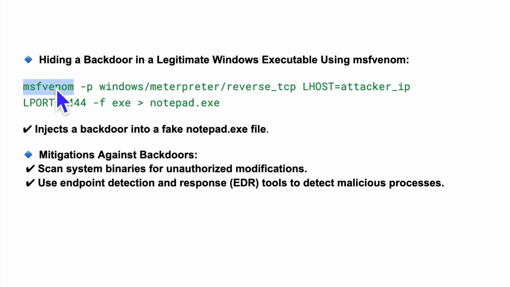So this is how you call on MSFvenom. The payload that we want to create is a Windows Meterpreter, which is basically Metasploit's version of a reverse shell, and it's going to be a reverse TCP connection, and then the listening host is the attacker's IP address, and the listening port is 4444. The format is an executable, and then we're going to output this whole thing inside of this notepad.exe file.